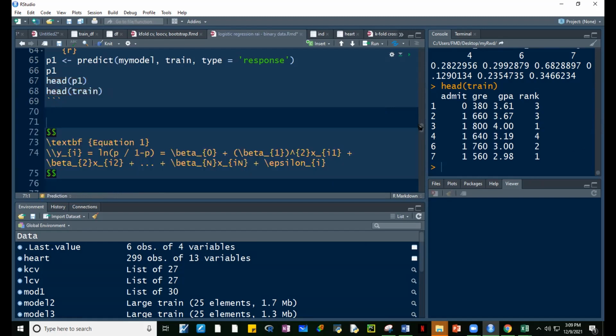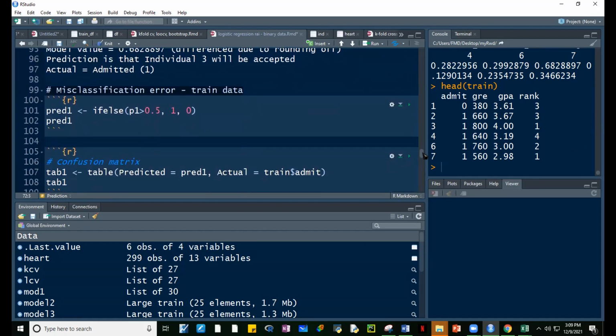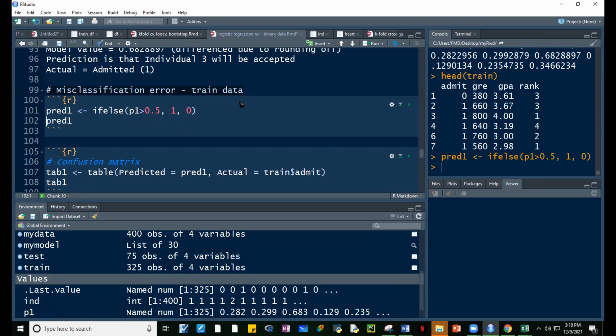So let's now convert our P1, which consists of those 0.28 values from earlier. When it's greater than 0.5, we make it 1, and less than 0.5, we make it 0. We're creating an object called pred1. So ifelse P1 greater than 0.5, give it a 1, otherwise give it a 0. I'll just run this.